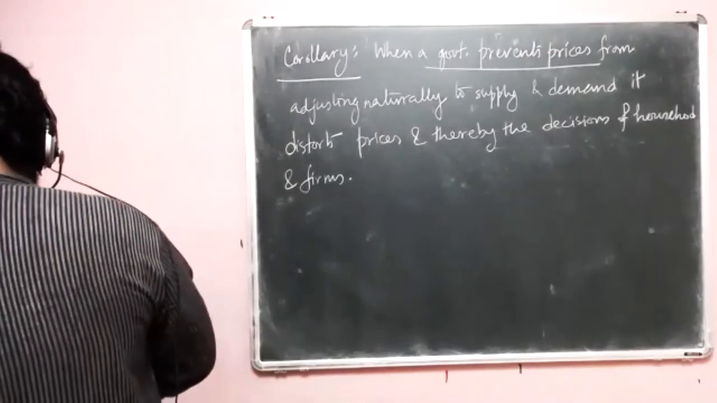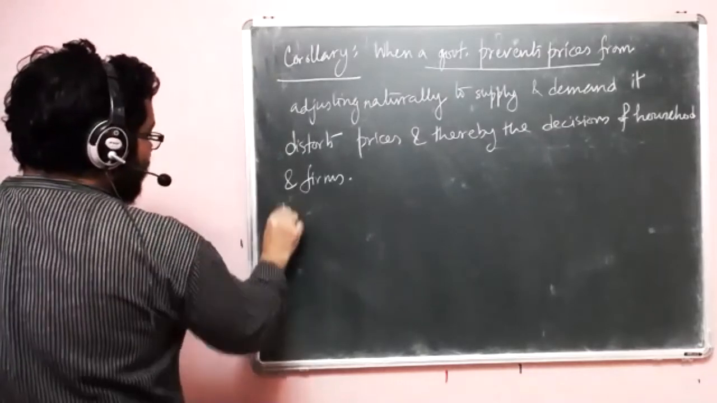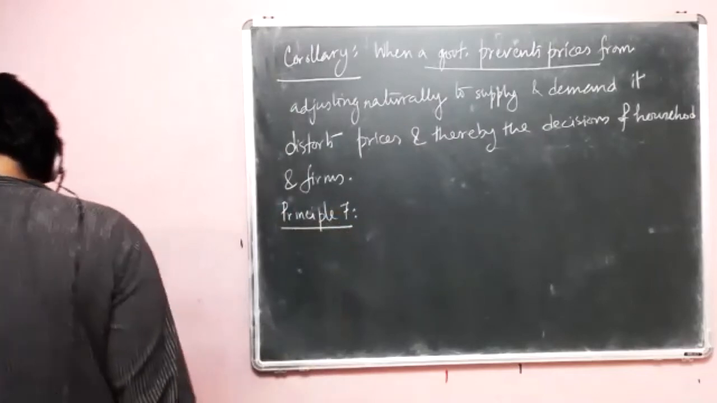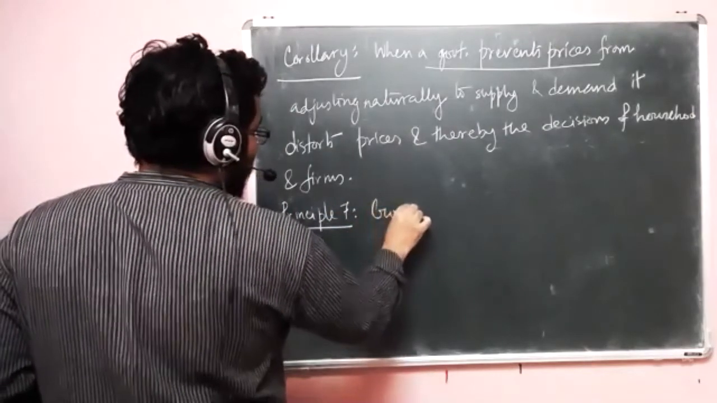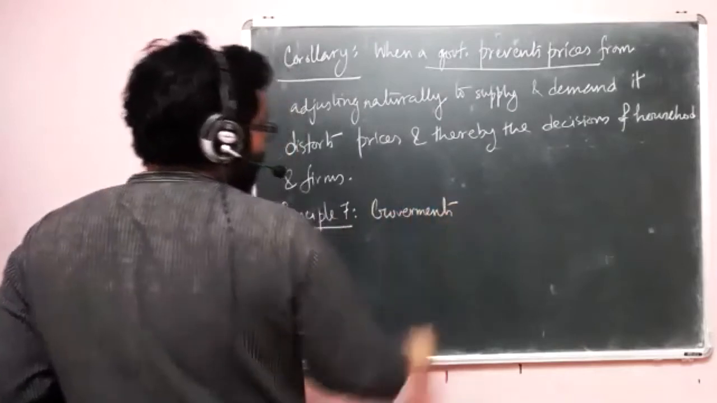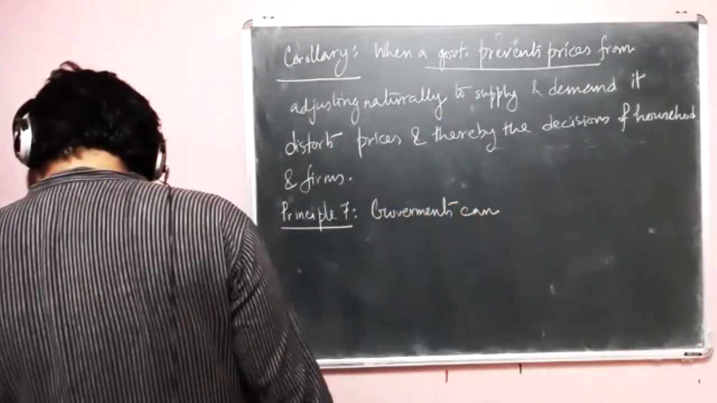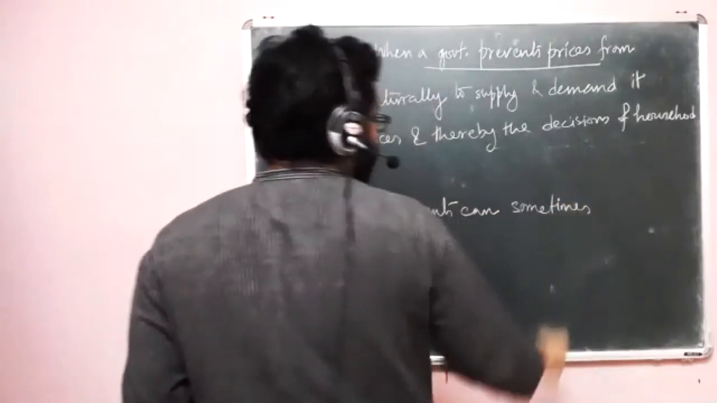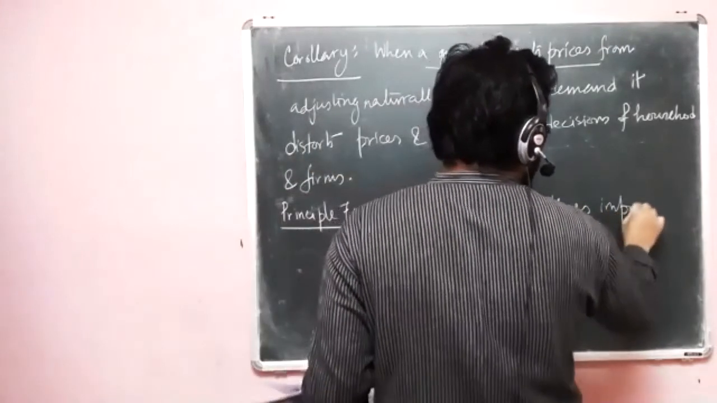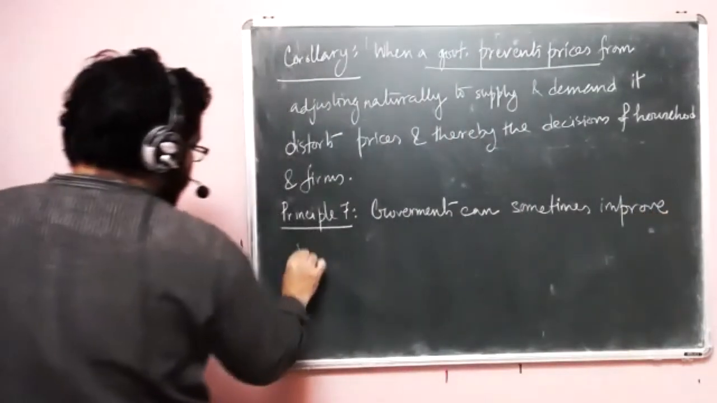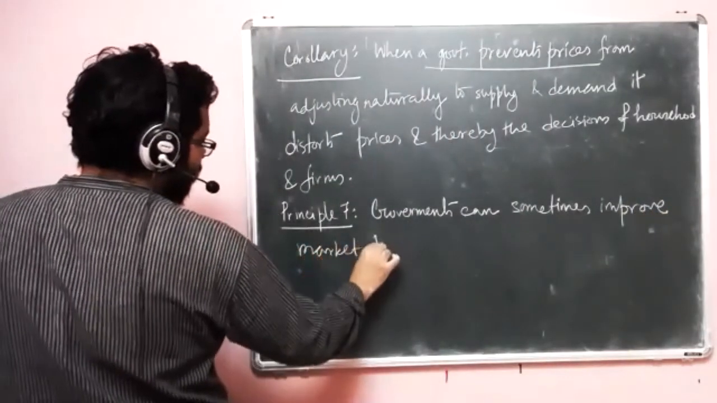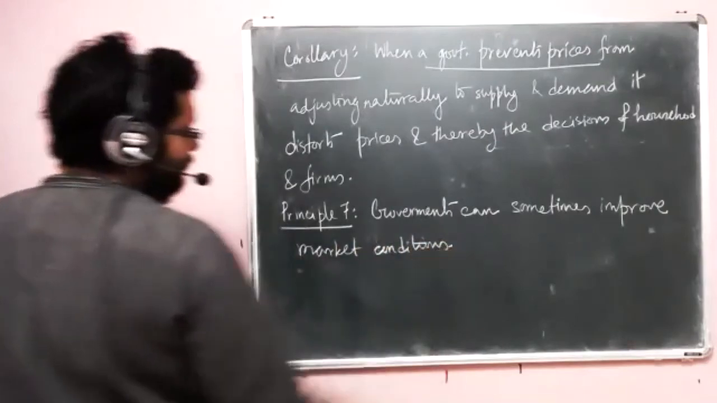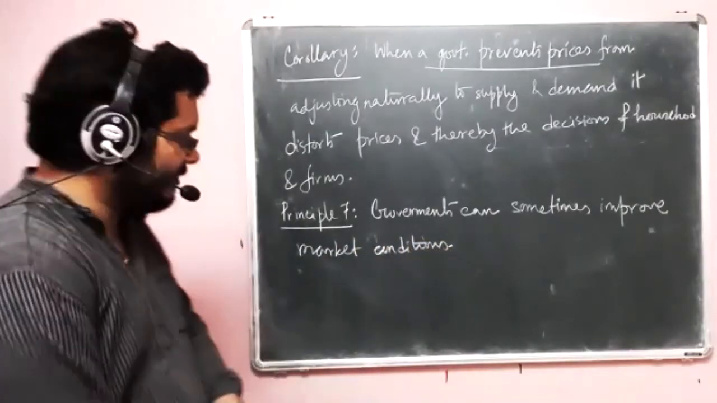And that leads us to principle 7. And what is it? It says governments can sometimes improve market conditions.